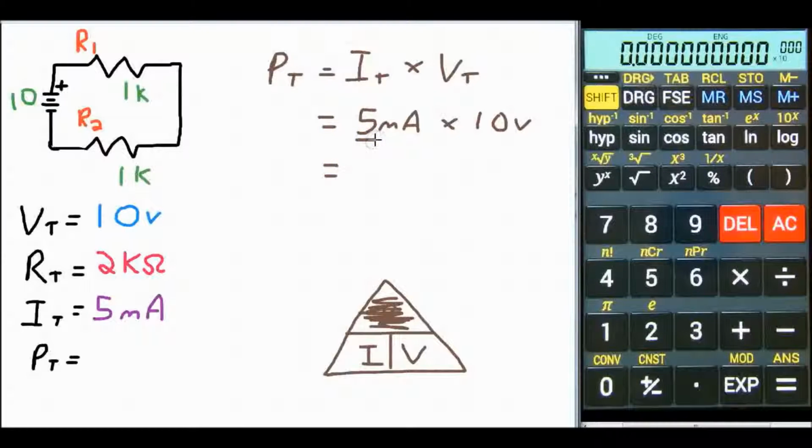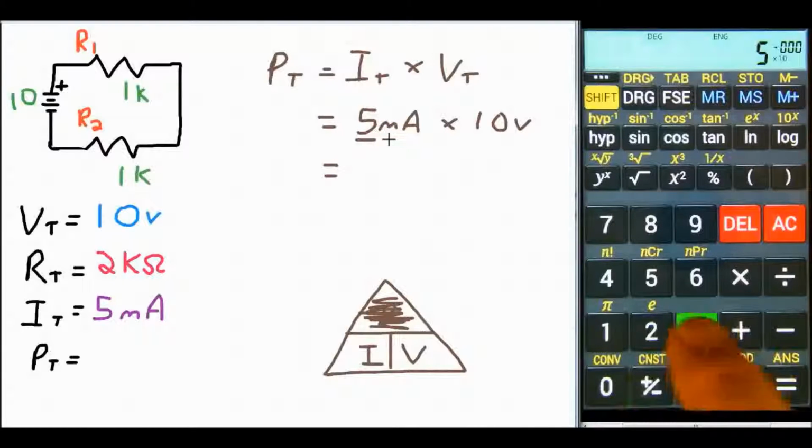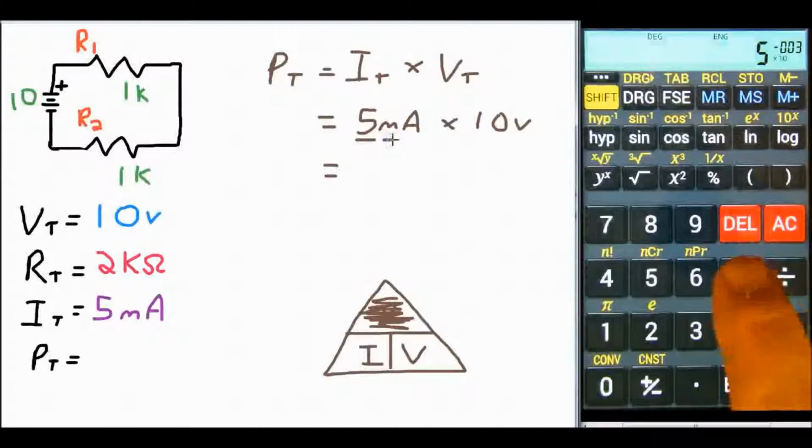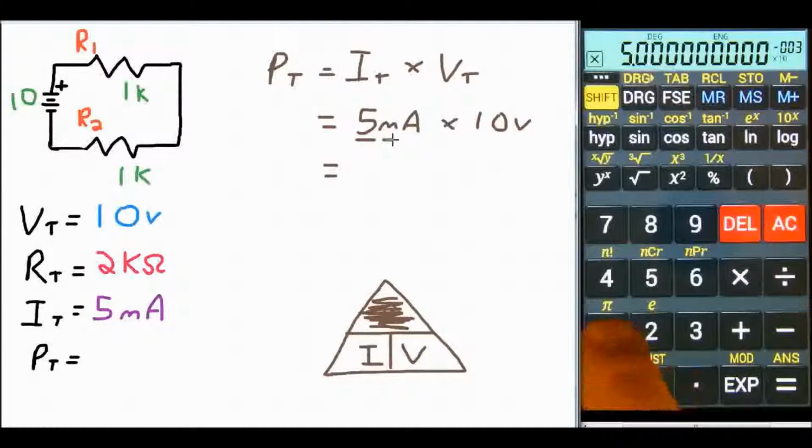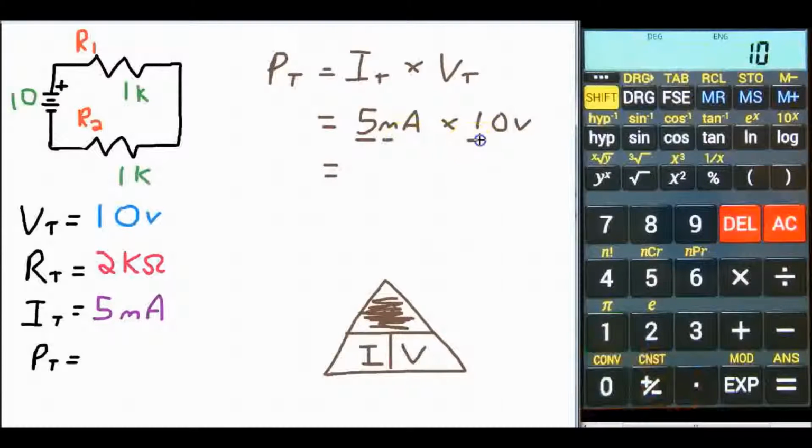We put in 5. Now we do have engineering notation, milli, so we want to hit the exponent key, but milli is negative 3, so we have to hit the plus minus key and then 3. And that takes care of our milli. Times 10. And again, we don't have any engineering notation here, so we would just put in 10. And that equals 50. And as you can see, it's times 10 to the negative 3.